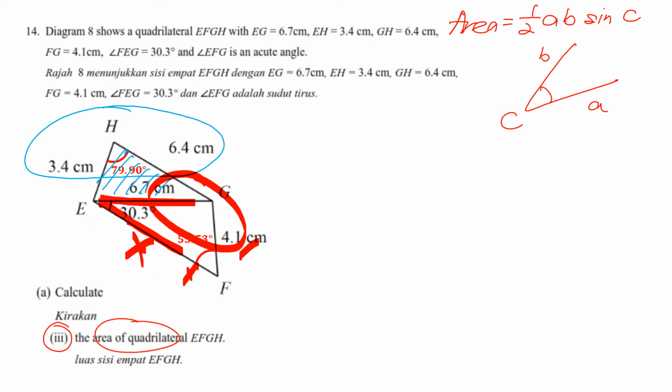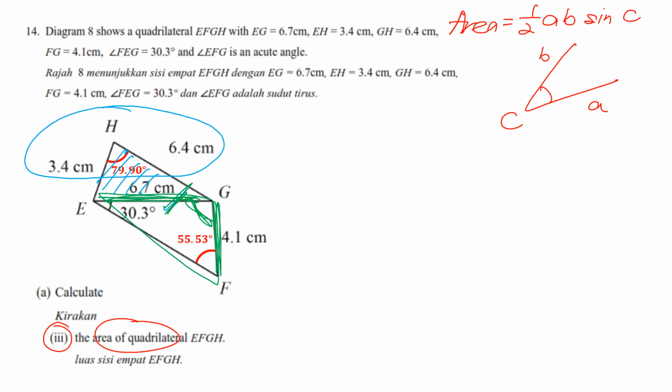For the third diagram, you have the side. Okay, I use other color. You have the side of this. You have the side, but you don't have the angle. Then you check the diagram. Will you be able to determine the angle of a triangle when you are given another 2 angles? Yes, very good. Okay, so you use your 180 minus your 30.3 degree and minus 55.53 degree. What do you have? You have it as 94.17 degree.